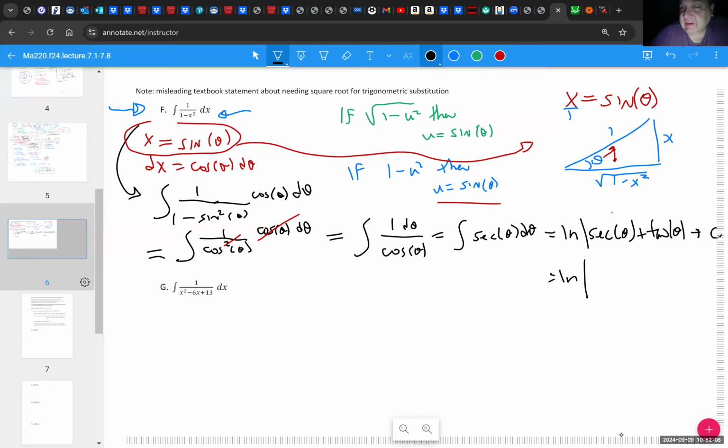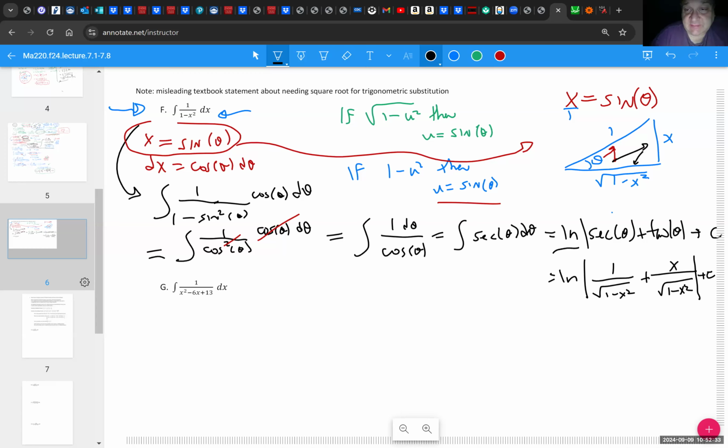Secant is hypotenuse over adjacent, so 1 over the square root of 1 minus x squared, plus tangent. Tangent is just opposite over adjacent, so that's x over the square root of 1 minus x squared, and the ln, and plus c.